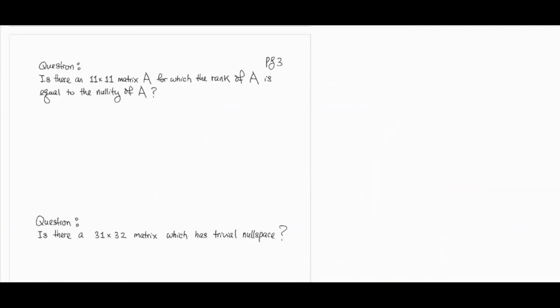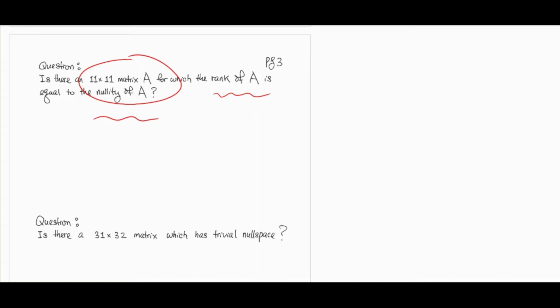All right, to showcase how we apply the rank nullity formulas, I have another two questions here for you. The first question is: is it possible to have a square matrix of size 11 by 11 such that the rank of that matrix A is equal to the nullity of that matrix A? So can you find a matrix of size 11 by 11 where the rank and the nullity of that matrix are actually the same? All right, so is that possible?